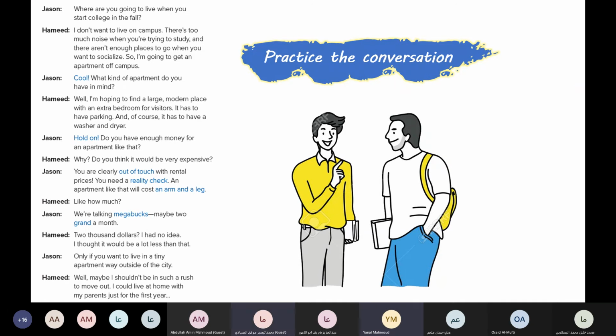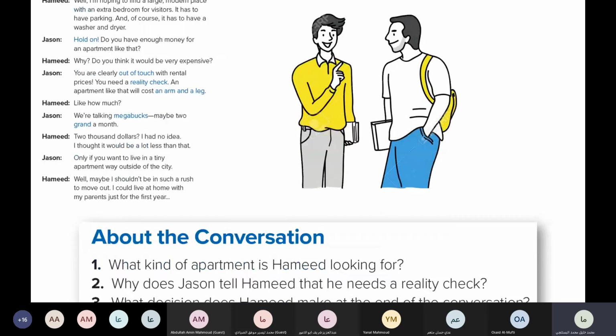Only if you want to live in a tiny apartment way outside of the city. Well, maybe I shouldn't be in such a rush to move out. I could live at home with my parents just for the first year. Good, thank you very much.